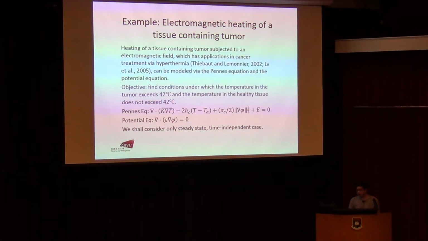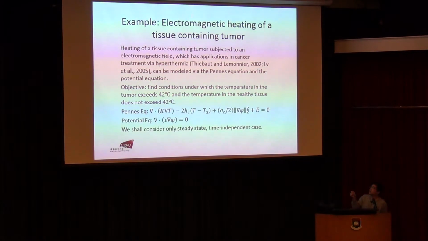So, some numerical examples. I revisit the problem of cancer treatment via hyperthermia. The tissue which contains the tumor is heated with an electric field. The objectives are to find conditions under which the temperature in the tumor exceeds 42 Celsius and the temperature in the healthy tissue does not exceed 42 Celsius. This will kill the tumor.